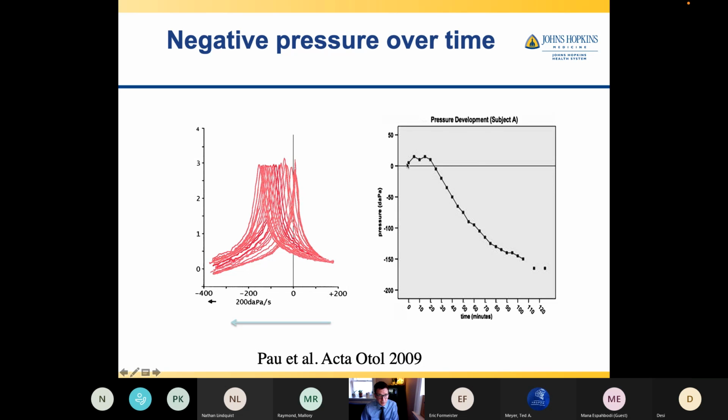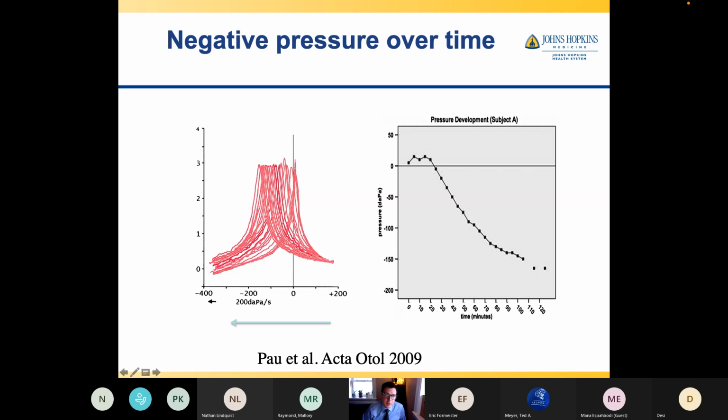If you look at the peak pressures here of one individual who held their tongue for 2 hours and didn't swallow, you can see that over time you start to get this increasingly negative pressure that becomes significant for what we would consider eustachian tube dysfunction after about an hour and a half or 2 hours.